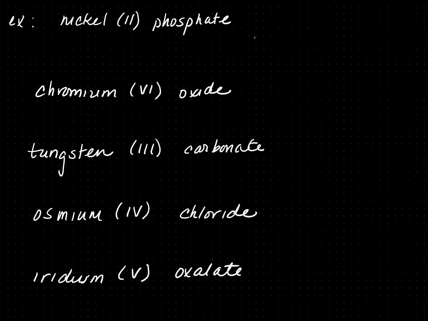Nickel is a transition element because it is found between groups 3 and 12. Symbol for nickel is Ni. The charge of nickel is given to you in the parentheses, Roman numeral 2. Phosphate is a polyatomic. Anything that ends in ATE is a polyatomic. It is PO4. Charge is 3-.